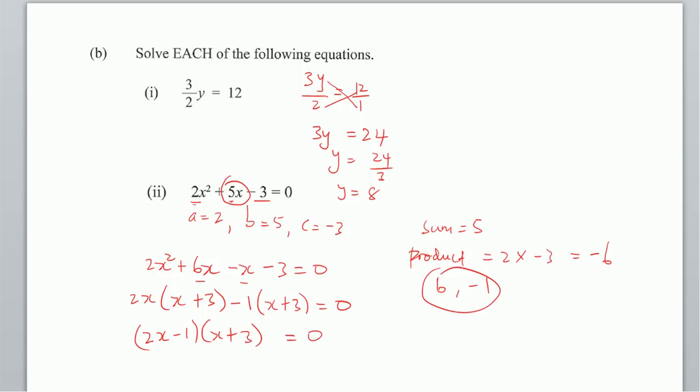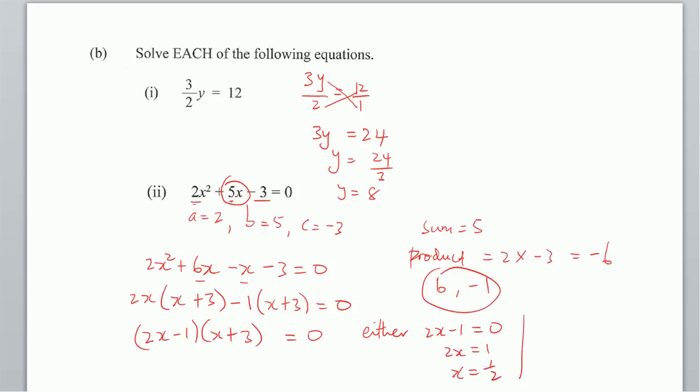All right? So all we've done here is factorize the quadratic. We have not solved the equation as yet. So to solve the equation, we say either 2x minus 1 is equal to 0. Therefore, 2x is equal to 1. Therefore, x is equal to a half. That is one solution for the quadratic.